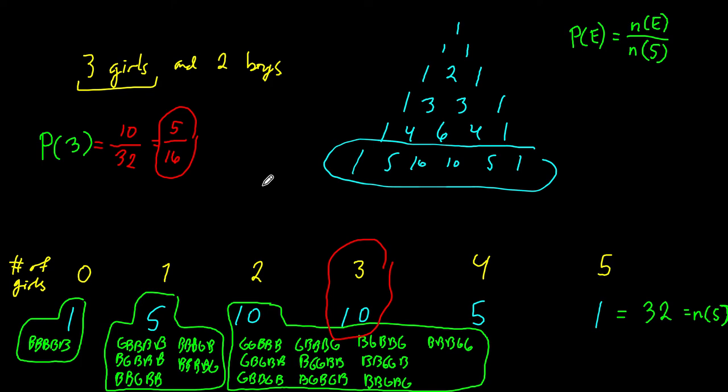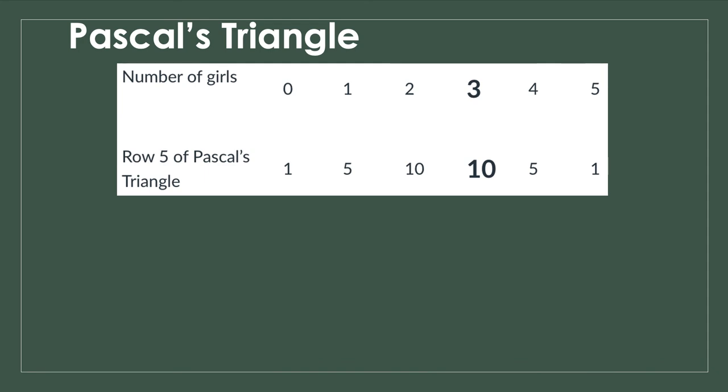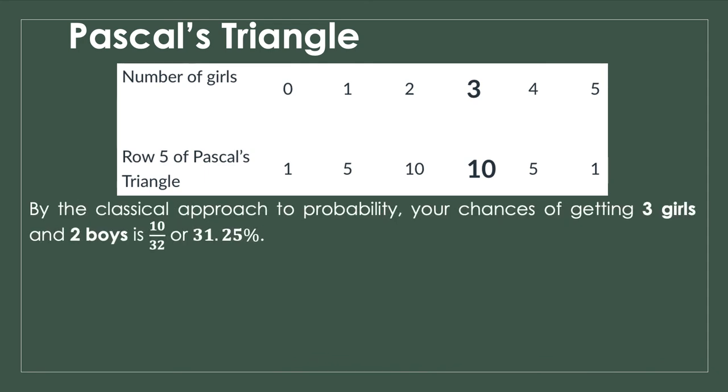You may want to change this to decimal form. That's one example of the application of the binomial distribution, making use of Pascal's triangle. If you really want it in decimal format, the decimal format is going to be 31.25%. So that's it for this video.